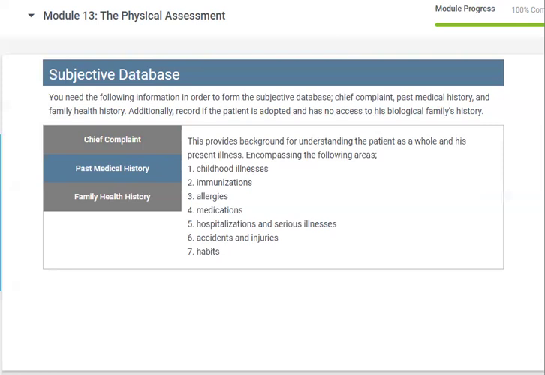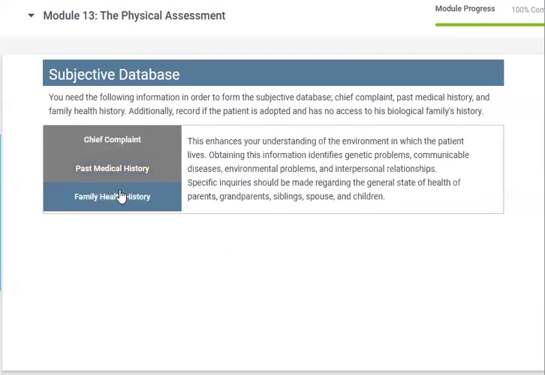Family health history. This enhances your understanding of the environment in which the patient lives. Obtaining this information identifies genetic problems, communicable diseases, environmental problems, and interpersonal relationships. Specific inquiries should be made regarding the general state of health of parents, grandparents, siblings, spouse, and children.